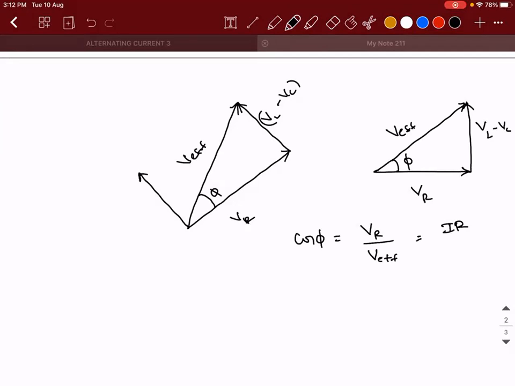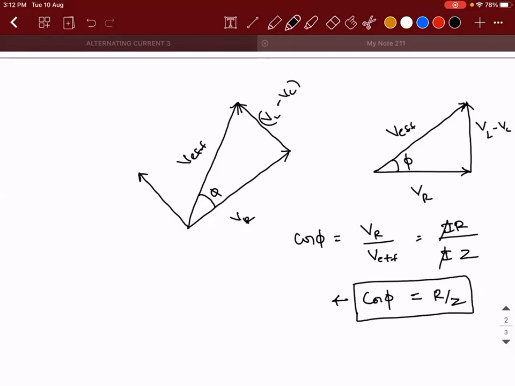VR is I into R, V effective is I into Z. I and I will get cancelled. It will be R divided by Z. So this is the value of cos phi. And I told what this cos phi is yesterday. What is this cos phi, guys? It is called as the power factor. So the power factor's definition is it is the ratio of the resistance to the impedance present in the circuit.